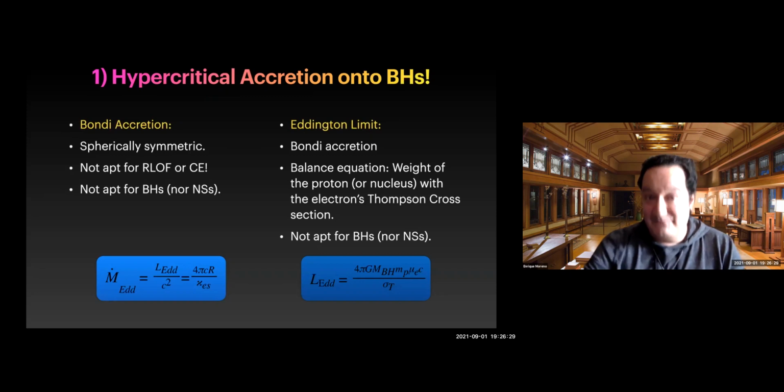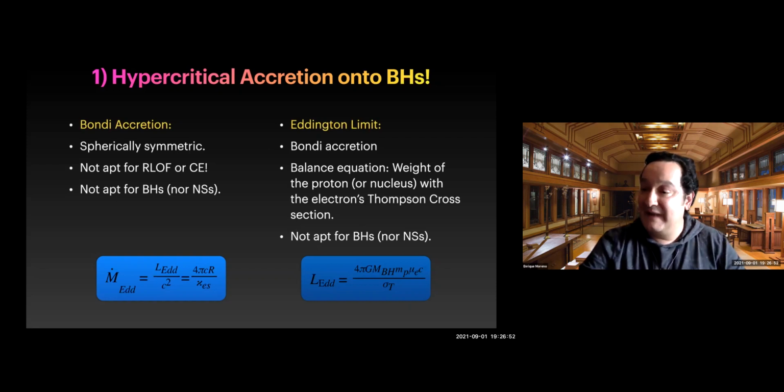Well, if you are talking about Bondi accretion, which is spherically symmetric, then that limit could work. However, when we are accreting mass into a black hole, usually it's by Roche lobe overflow or probably a common envelope or wind Roche lobe overflow. And accretion is definitely not Bondi. You have very different symmetry.